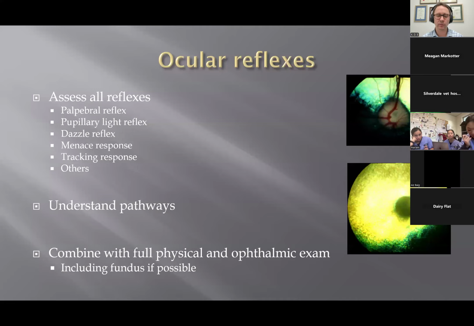And once you've got your ocular reflex profile, it's important to combine that with a physical exam and an ophthalmic exam and a fundus exam if possible. The most obvious example of why a fundus exam would be valuable is that we've got images of two different dogs' fundi, optic nerves, on the right there. And these dogs may have the exact same neurological profile. They may have the exact same reflex profile. Maybe they've got no PLR, no dazzle, no menace response. And so based just on the neurology, they look the same.